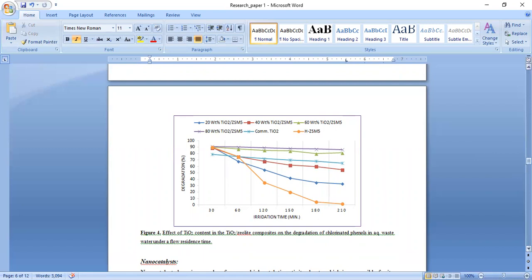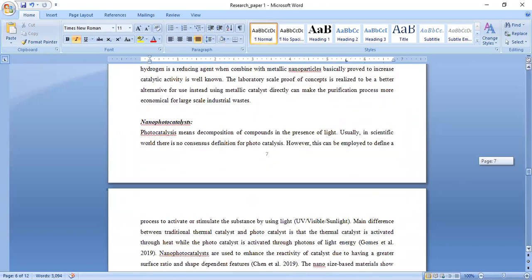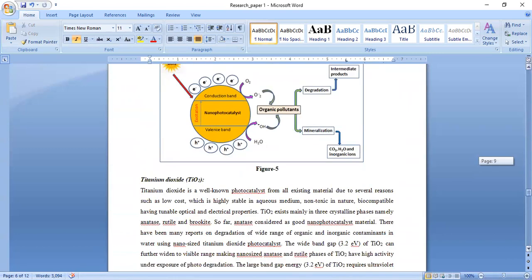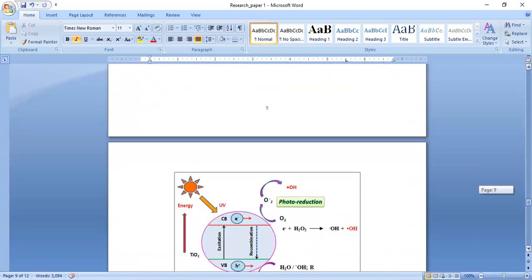So, using the zeolite with 60% and 80% titanium oxide has given the highest degradation compared to the simple titanium oxide and zeolite. So different catalysts have been used for this degradation study. So this is the reaction mechanism, showing how titanium oxide works in the degradation, and the final products get converted to carbon dioxide and water, and this is determined by the gas chromatography study.